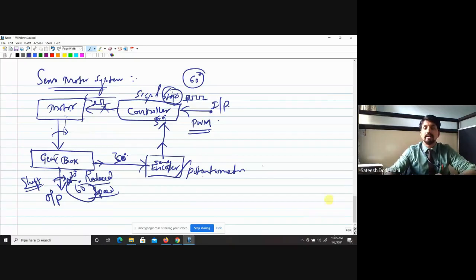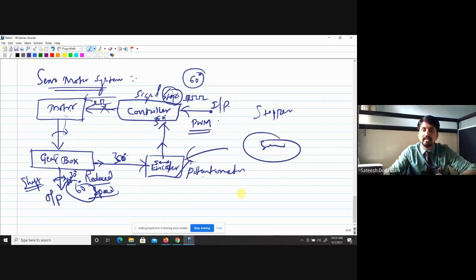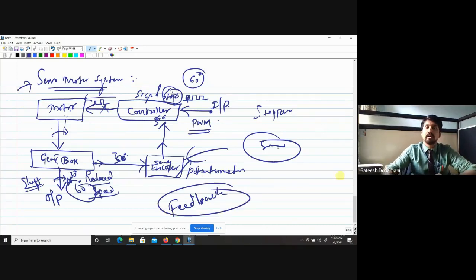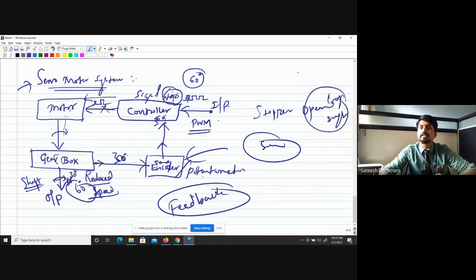So here the only difference between the stepper motor and servo motor is this feedback. Feedback is available in the servo motor, but the stepper motor is an open loop system. Being an open loop system, it is simple and also cheap. But accuracy is less here; accuracy is a little bit less compared with the servo motor.